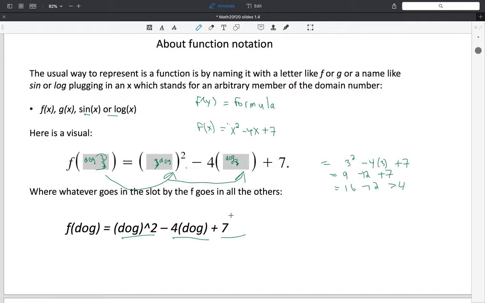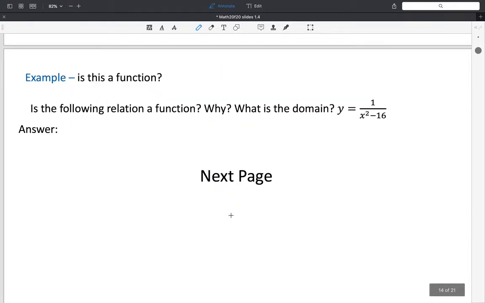Again, just trying to indicate that functions are kind of mindless. Whatever you put in one place, you have to put in the other. Okay, so is this a function? Why or why not? And what's the domain? And remember, a relation has a domain as well as a function.